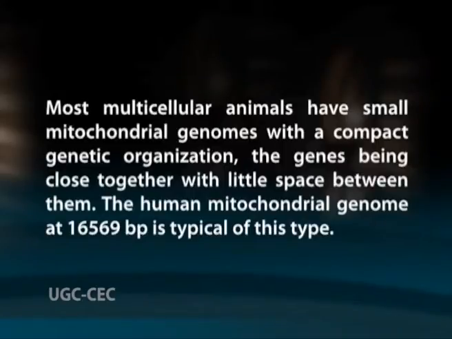Chloroplast genomes have less variable sizes and most have a structure similar to the chloroplast genomes of the rice plant. The size of the mitochondrial genome is also variable and is unrelated to the complexity of the organism. Most multicellular animals have small mitochondrial genomes with a compact genetic organization, the genes being close together with very little space between them. The human mitochondrial genome at 16,569 base pairs is typical of this type.